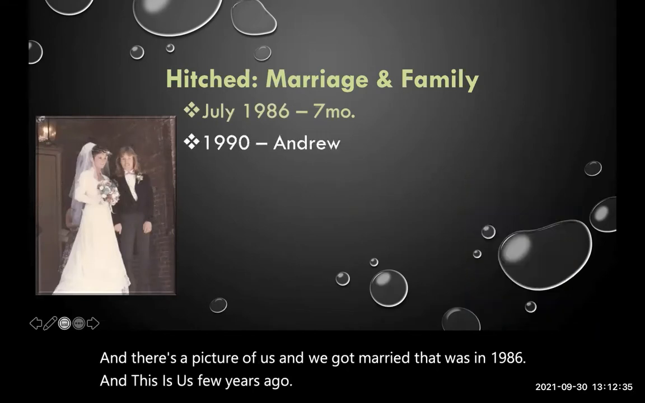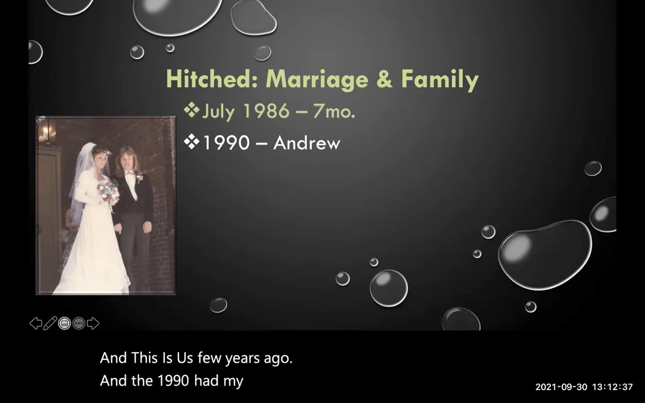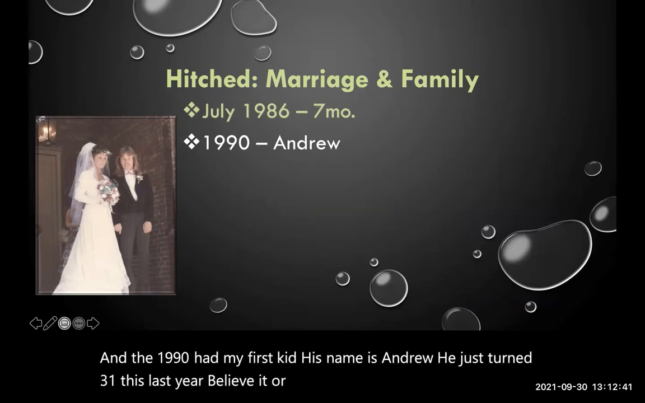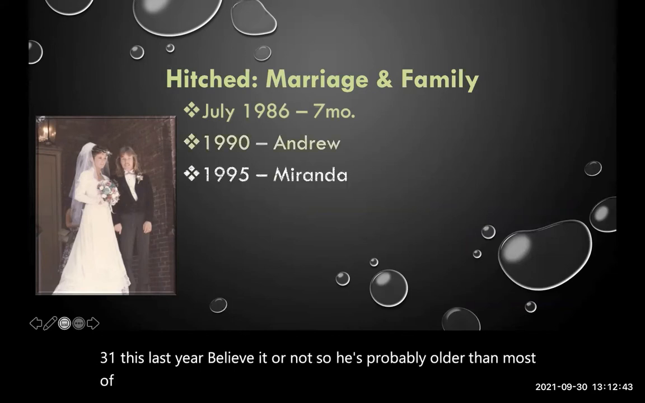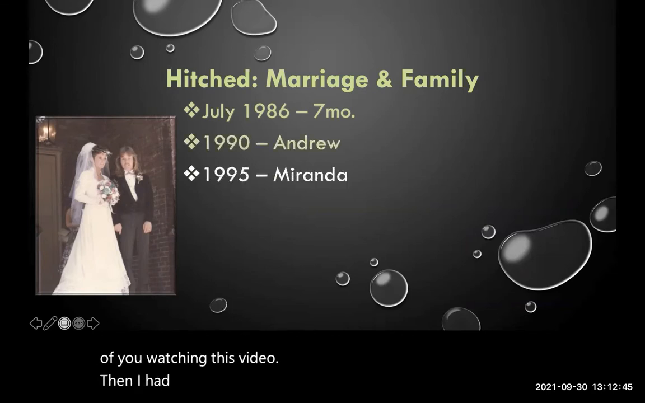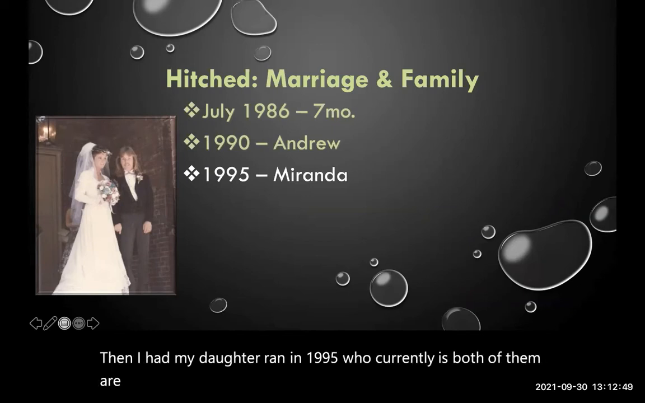And then in 1990, I had my first kid. His name is Andrew. He just turned 31 this last year, believe it or not. So he's probably older than most of you watching this video. Then I had my daughter Miranda in 1995. Both of them are married, but she's currently pregnant and about ready to have my first granddaughter.